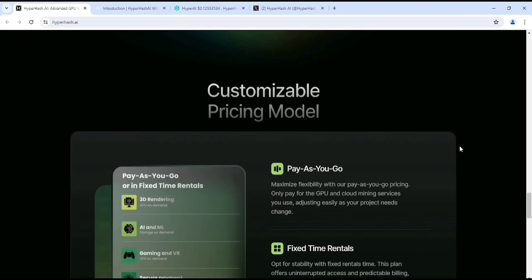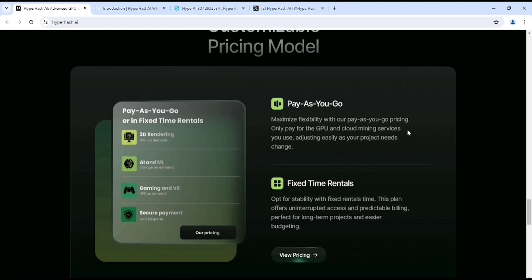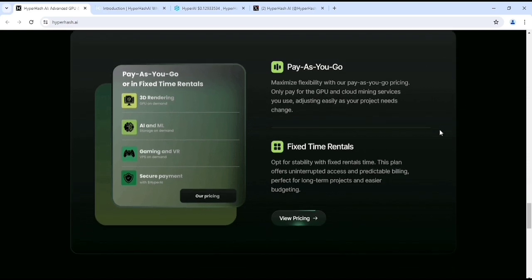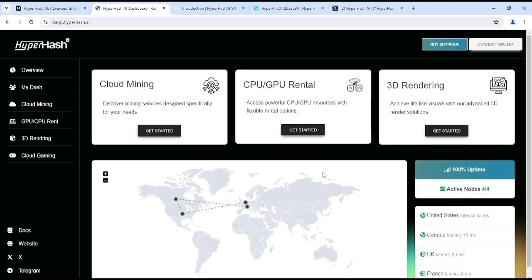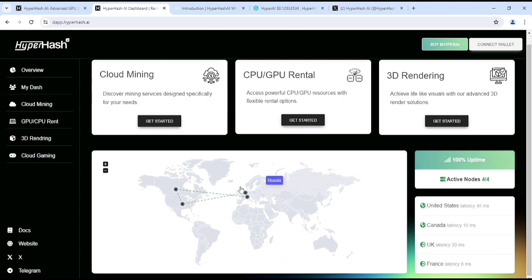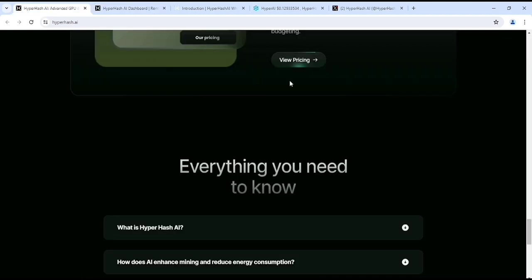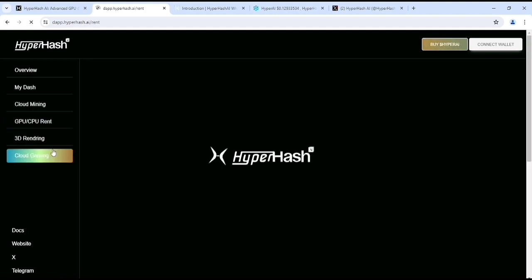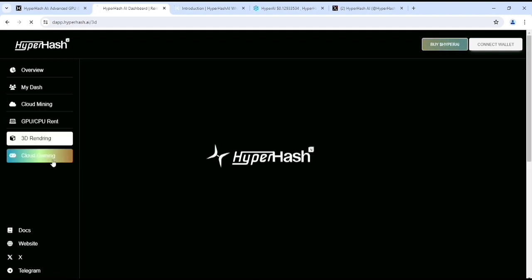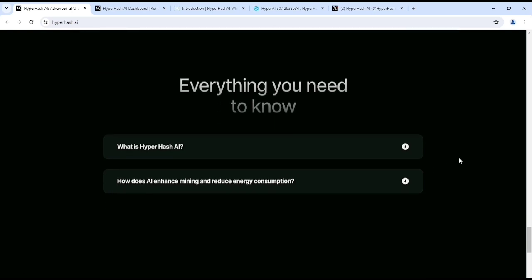Then they have a customizable pricing model. Here we can see pay as you go, and also they have fixed time rentals. Obviously, here we can see the pricing information, which you can simply check. Let me clear this. Then here we can see the whole information, their pricing and whatever you can see on my screen now. Then this is a tab where you can see their cloud mining, GPU, their training data, and their cloud gaming. Everything you need to know.